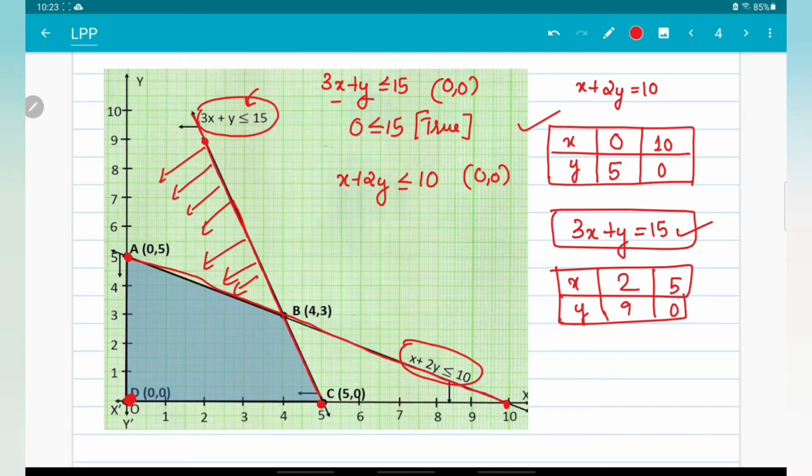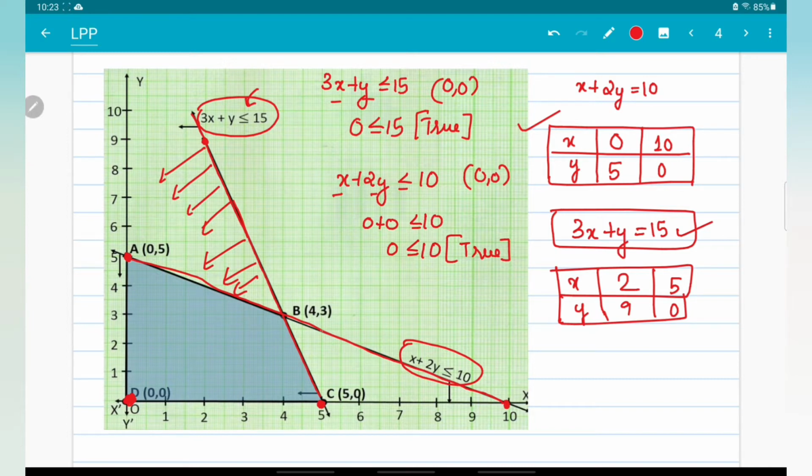Here in this case I'm taking 0 comma 0 as that point. When I substitute 0 comma 0 in place of x and y, I get 0 plus 0 is less than or equal to 10, that is 0 is less than or equal to 10. So this inequality is true. When it is true, I will shade towards 0 comma 0, that point.